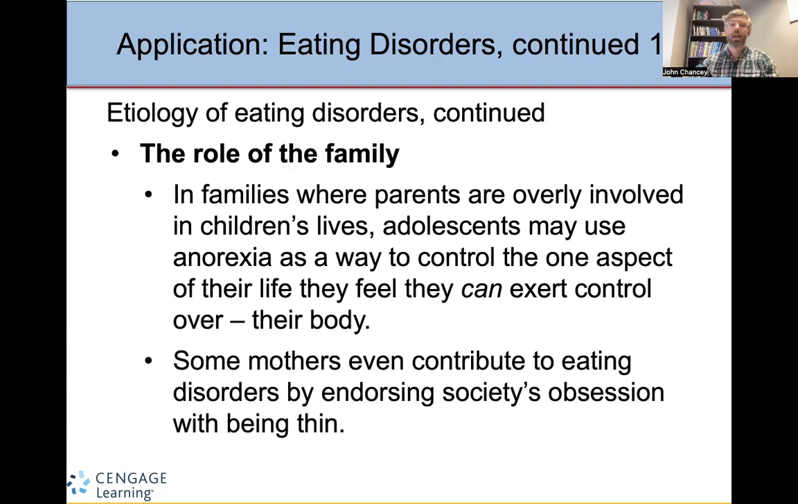What about the family? Parents who are overly involved in their children's lives, this could be seen as a way of controlling behavior, and anorexia as a way to control an aspect of your life. That's the one thing you can control, your weight, whereas everything else is out of your control. Mothers also might contribute to eating disorders by, for example, promoting or endorsing that obsession to be thin. If that's the mood or the thought in the household, those are the messages being sent to a child, then it makes sense.